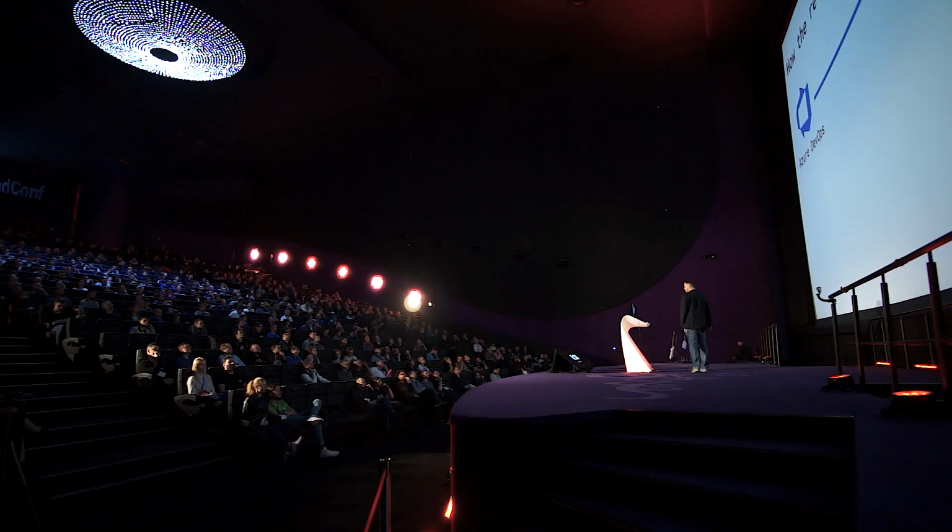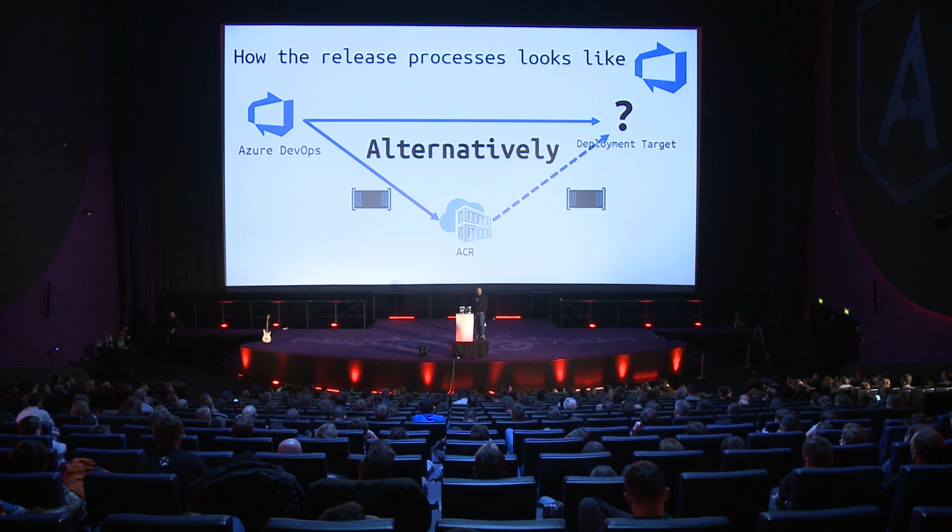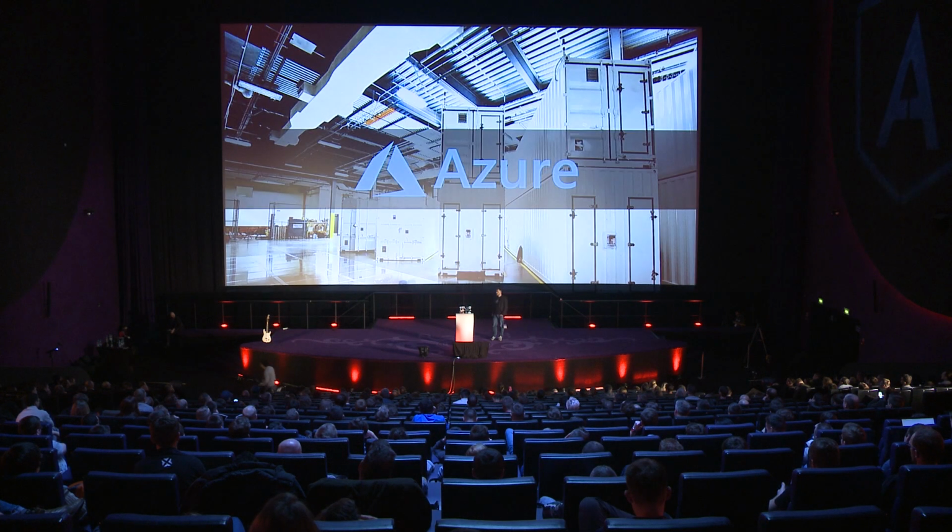So in reality, what you should be thinking about when you want to release stuff. I have Azure DevOps and I have a deployment target, so I can either deploy stuff directly, or alternatively, I can build a container image, push it to a Docker registry, and then have my deployment target consume that container somehow. All right, so next up, let's talk about Azure.